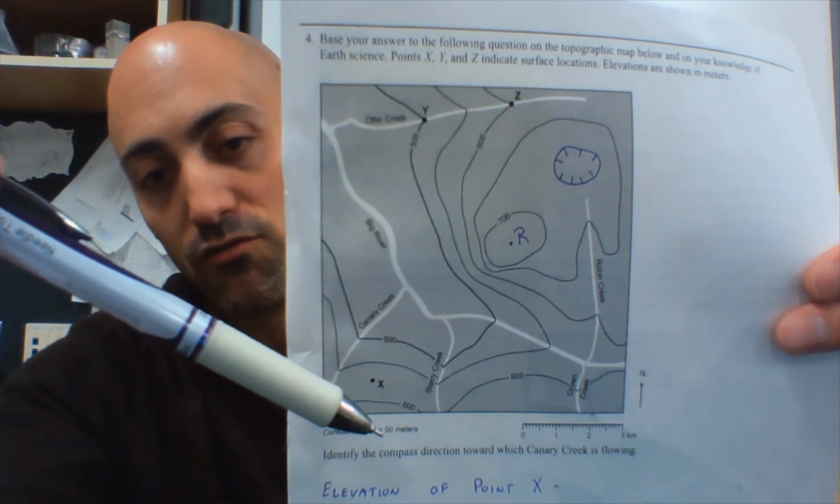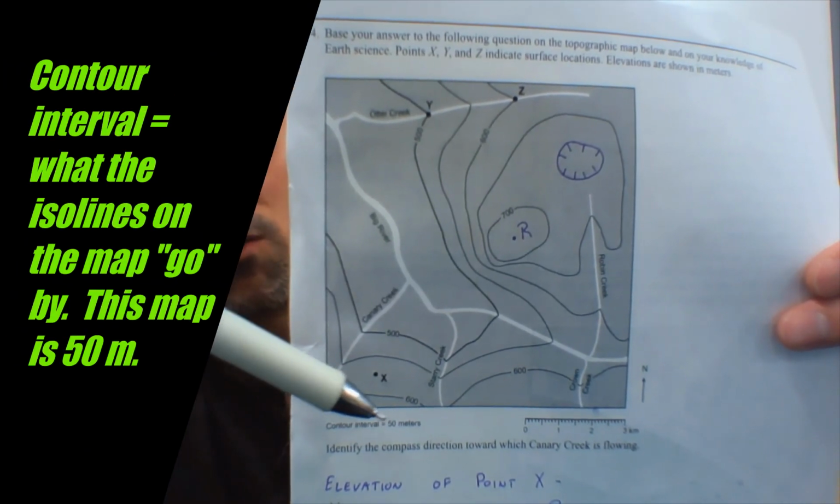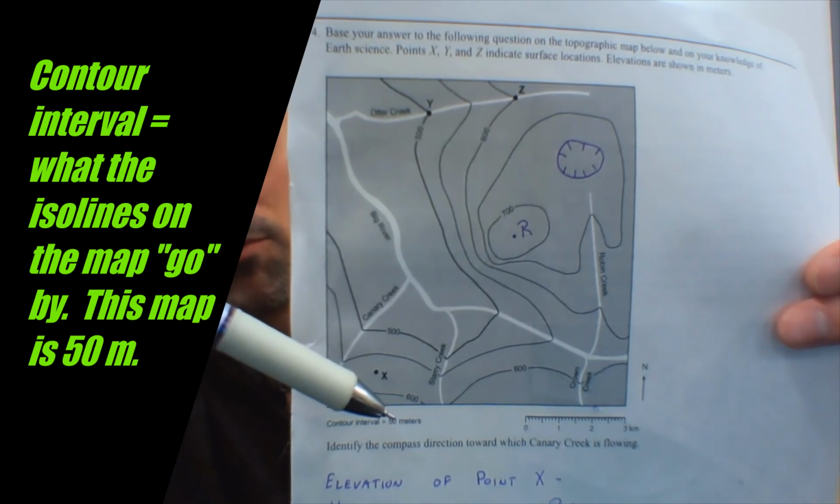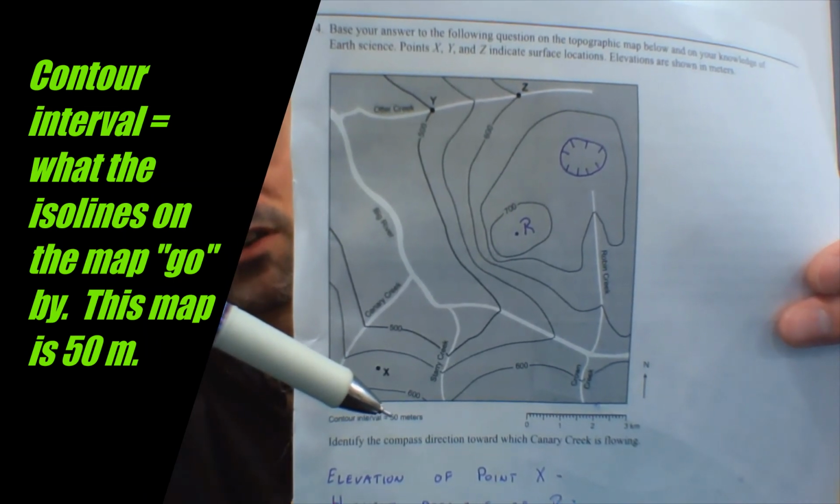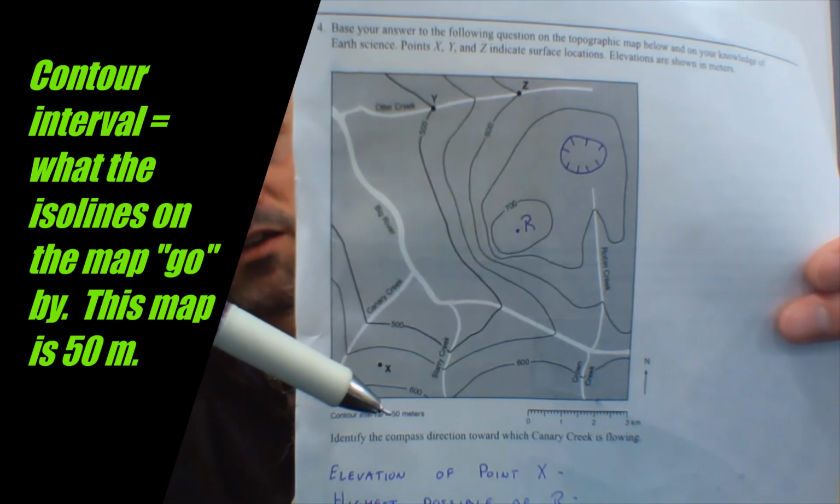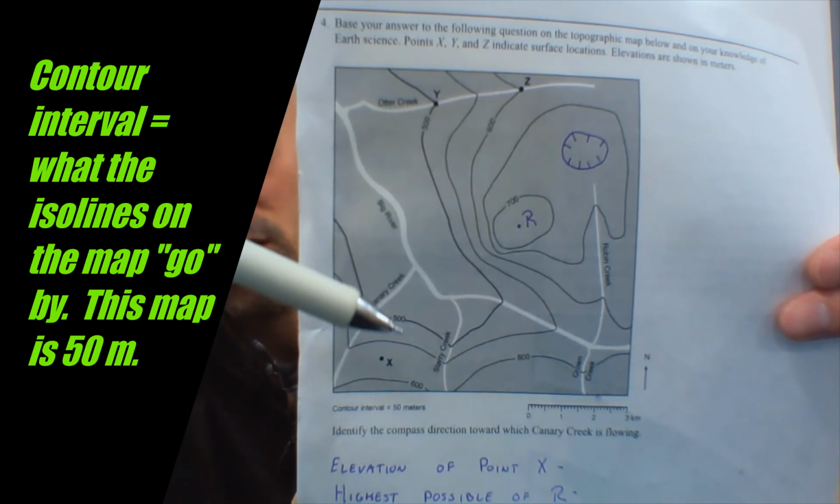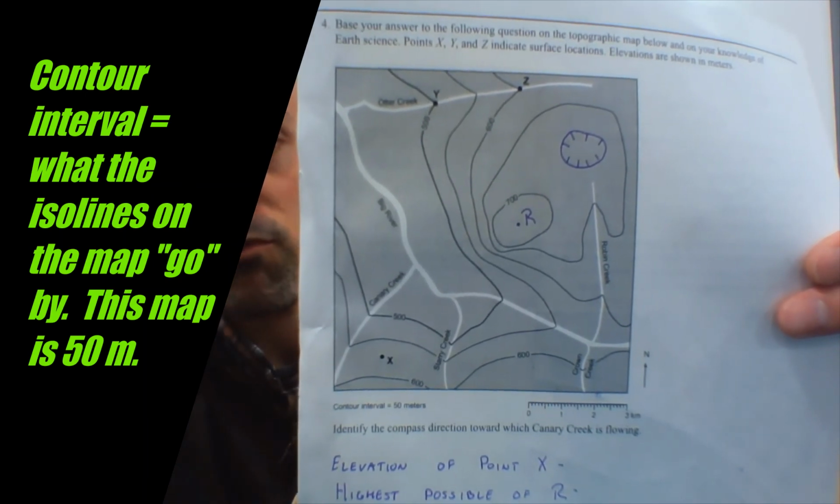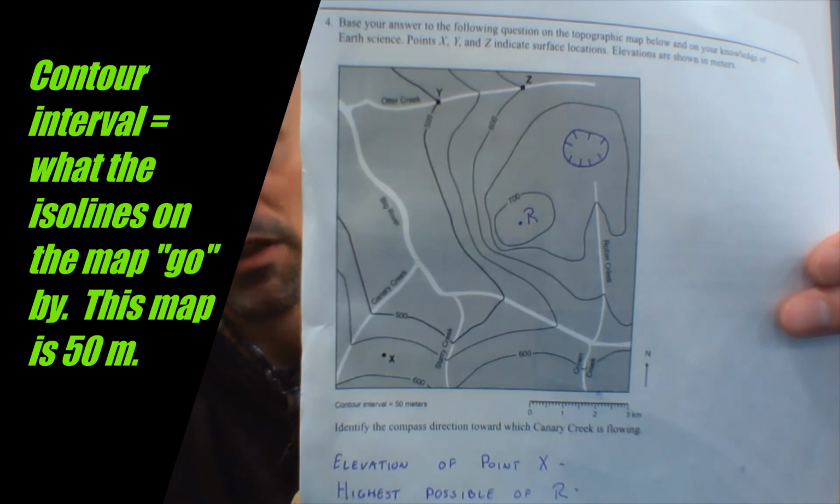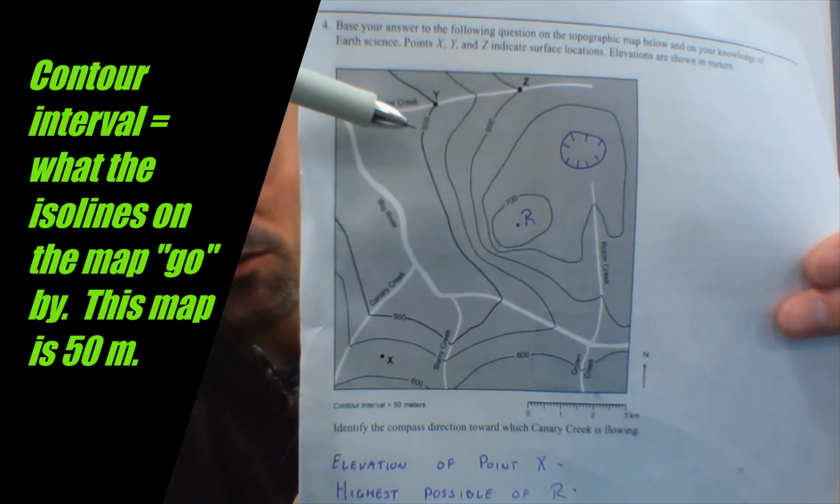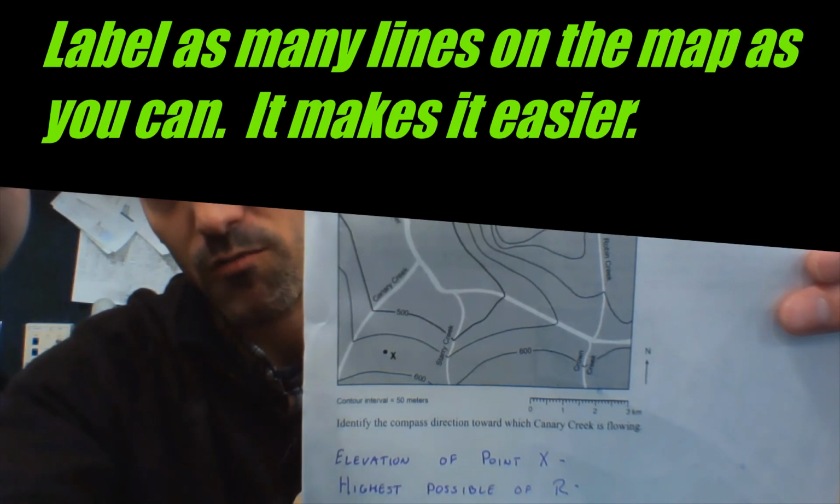Okay. First thing you look for is contour interval. What are they going by? This topo map goes by 50s. They're all going to be different. Sometimes you have to figure out what it goes by. But since they go by 50s, the first thing I like to do before any questions are getting asked, I want to label my lines.